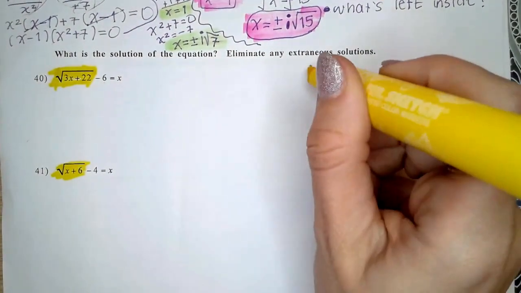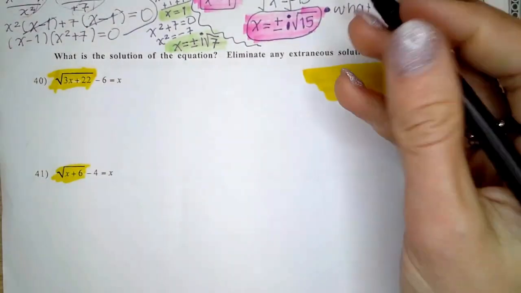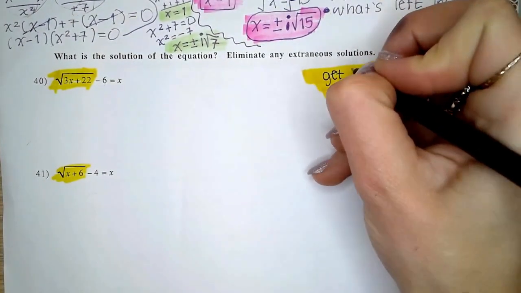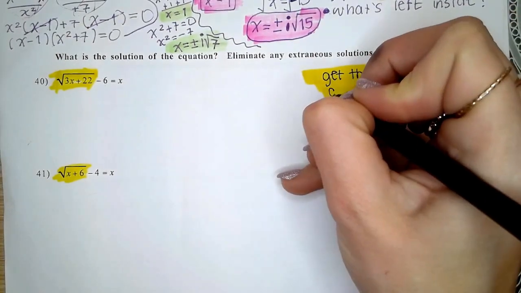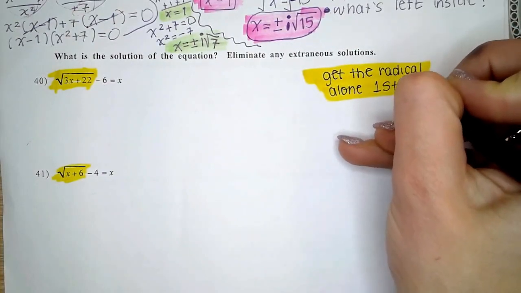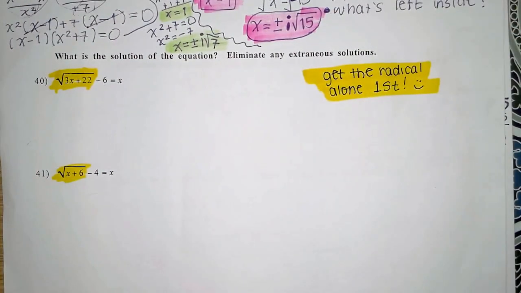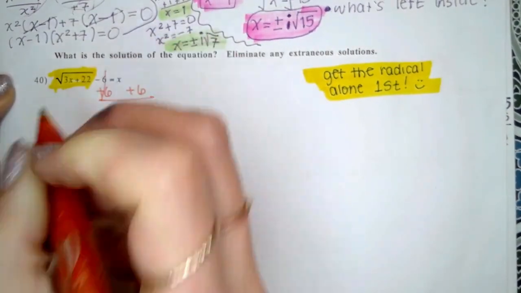So I'm going to put a little note with the yellow highlighter on the side. It's going to say, get the radical, or square root, alone first. How do we get this radical alone? We're going to start off by adding 6 to both sides.